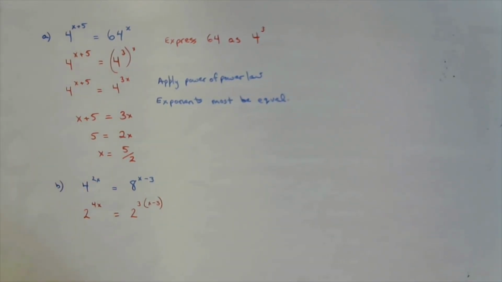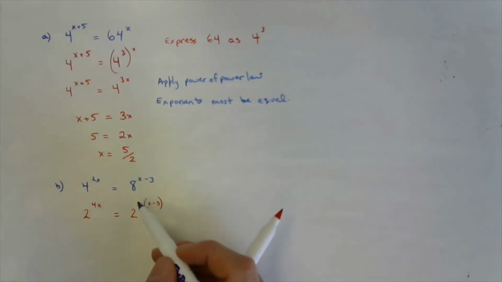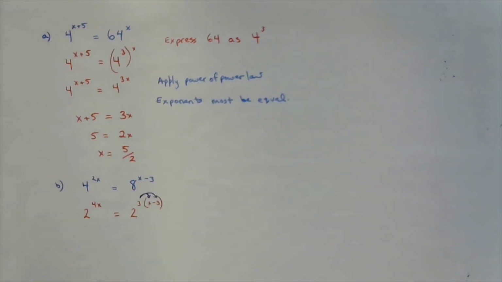Now, if you can do this part in your head in one step, go for it. But all I wanted to point out is that we have to remember we're now distributing that 3 to both of the pieces of this binomial. And we can equate our exponents because they both have the same base. So we've got 4x, two steps in one here, is equal to 3x minus 9. Now I can solve for x by subtracting 3x from each side. x equals -9.